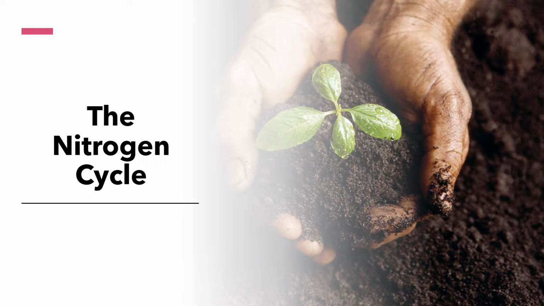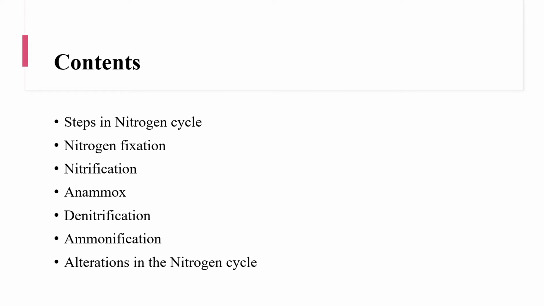Hi everyone, this is a simple explanation of the nitrogen cycle. In this video, we'll talk about the steps in the nitrogen cycle, starting from the fixation of nitrogen to nitrification, a process called Anammox, and we talk about denitrification as well as ammonification and the alterations in the nitrogen cycle.